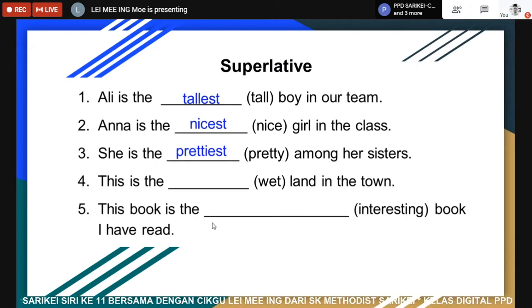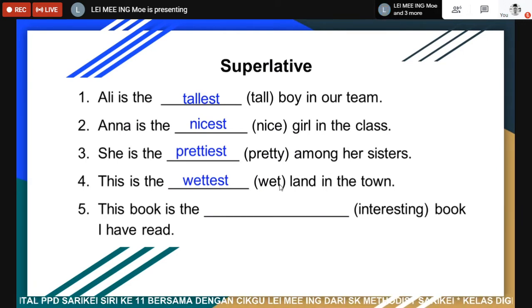5, 4, 3, 2, and 1. The answer is wettest. So wet, only one syllable. So we have C, V, C here. So you double the consonant T, you plus EST as the superlative form. So the answer is wettest.